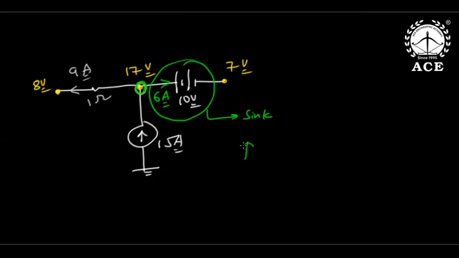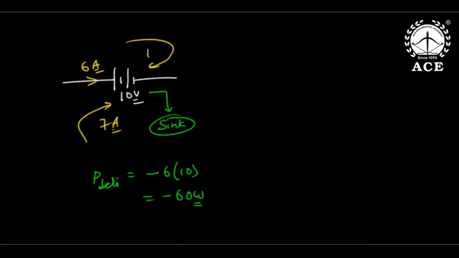It is a sink. So power delivered is negative voltage into current. Answer is minus 60 watt. So here also we got the same answer now. Finally it is a sink, and power sink cannot deliver power. Power delivered is negative, because if it is a source, power delivered is positive, but if it is a sink, power delivered is negative.